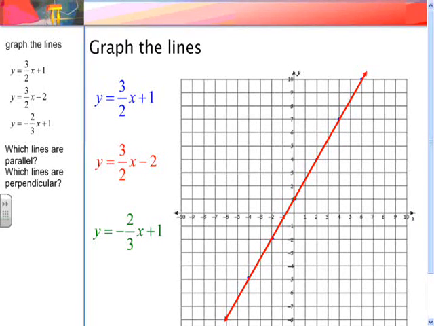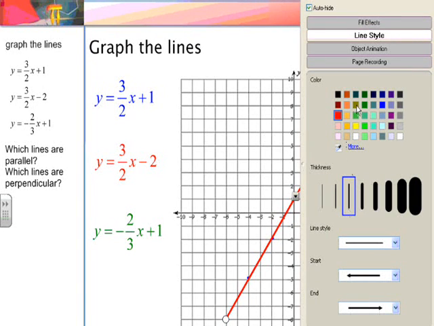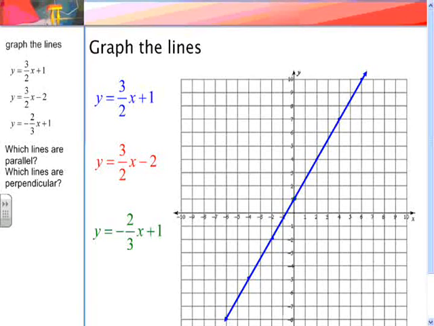Awesome, and we'll make that line blue because it goes with the blue equation. So what we're going to be doing here is graphing these three lines and then looking for the relationship between them. Now we want to graph the next line, which is 3/2 x minus 2.